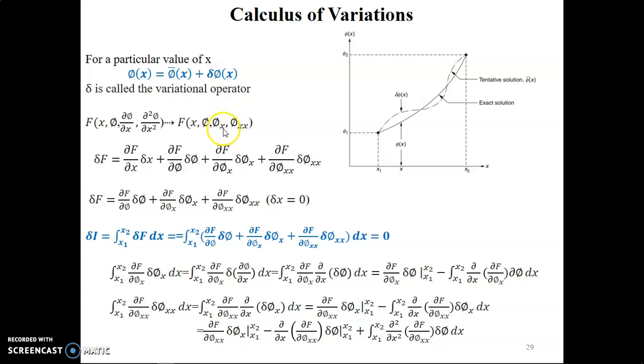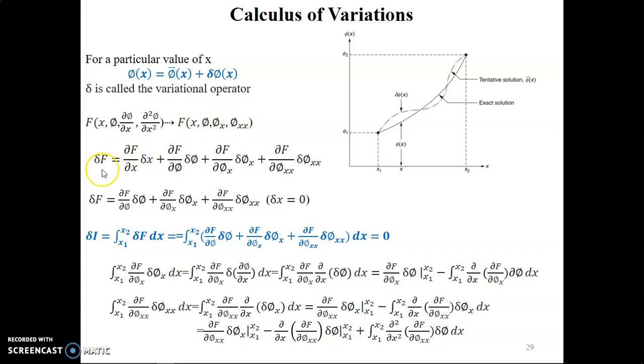If it is used in the subscript, it means that the quantity phi will be the derivative of phi with respect to the independent variable. And if in the subscript we are writing double x, it means it is a double derivative of the field variable with respect to the independent variable.